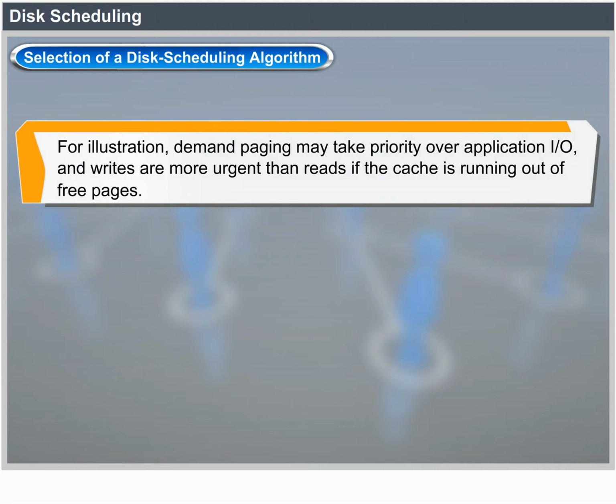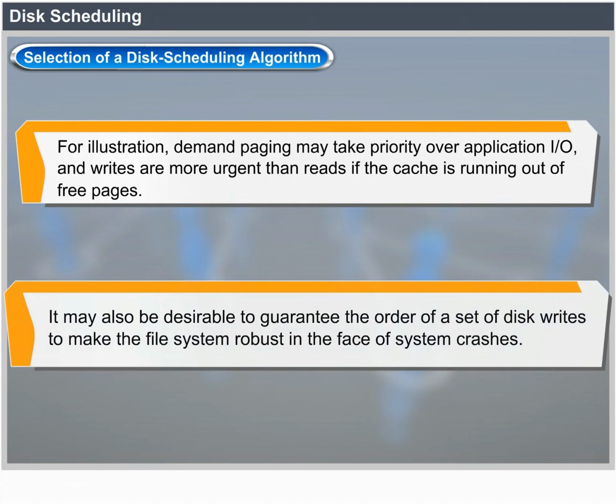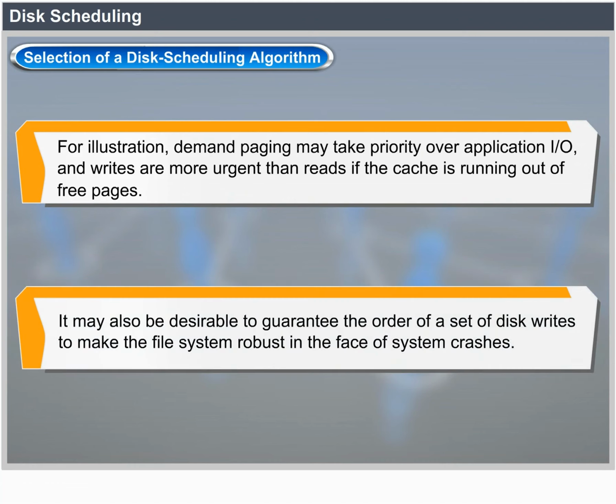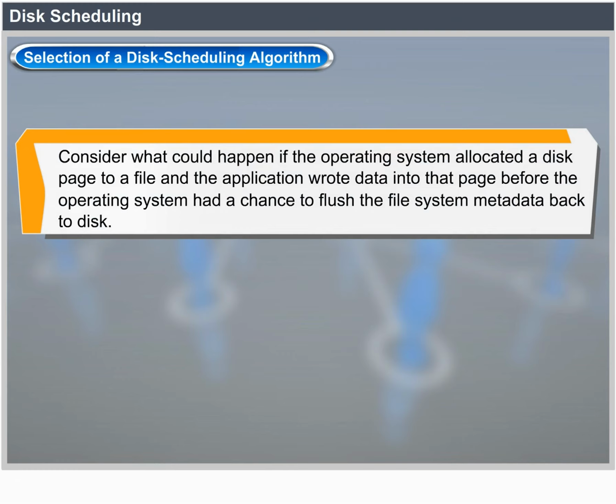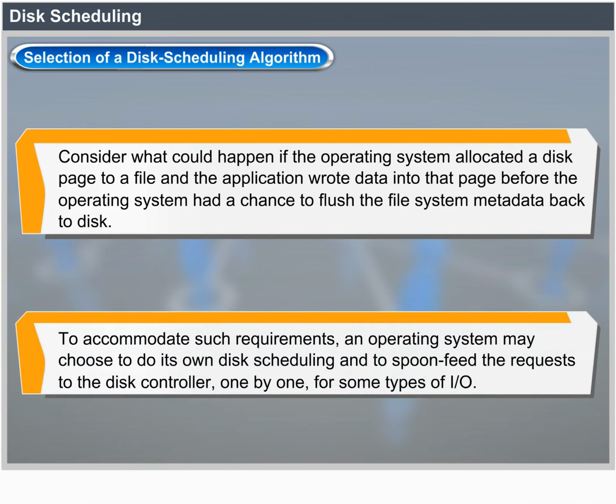Also, it may be desirable to guarantee the order of a set of disk writes to make the file system robust in the face of system crashes. Consider what could happen if the operating system allocated a disk page to a file and the application wrote data into that page before the operating system had a chance to flush the file system metadata back to disk. To accommodate such requirements, an operating system may choose to do its own disk scheduling and to spoon-feed the requests to the disk controller one by one for some types of input-output.